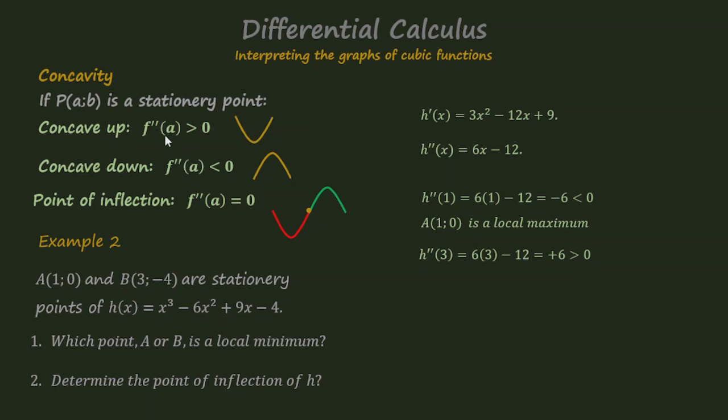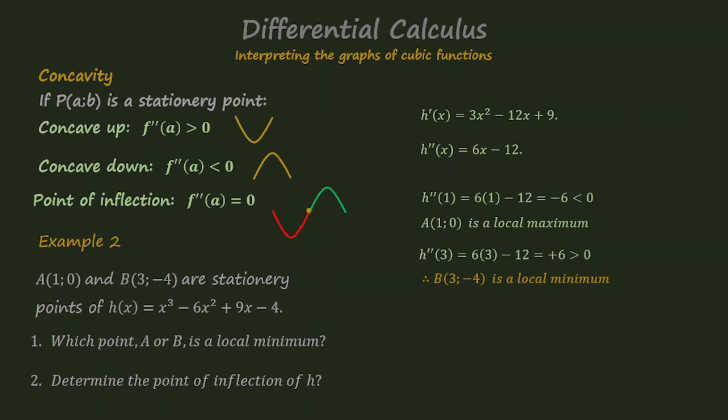If you substitute the x value of the stationary point in the second derivative and the answer is positive, this is concave up, you have a minimum. Therefore, this will be our local minimum. Therefore, point B is the local minimum of this function.